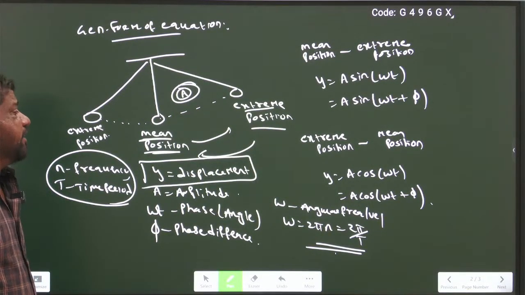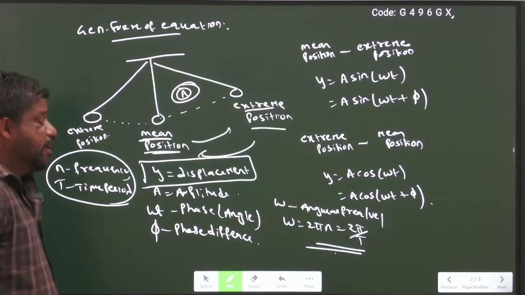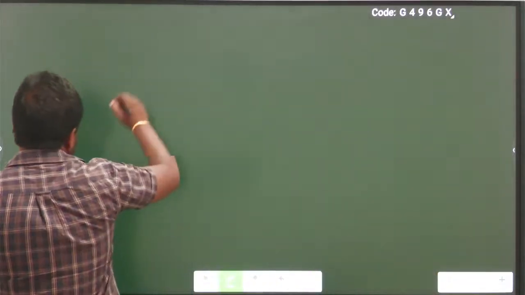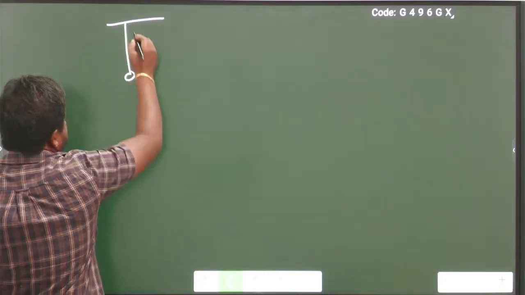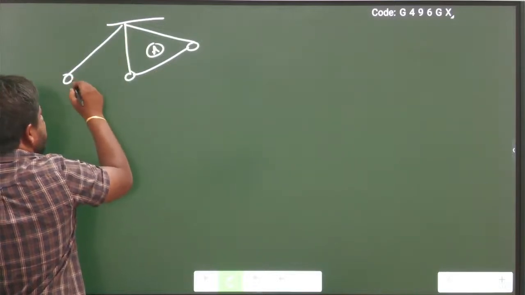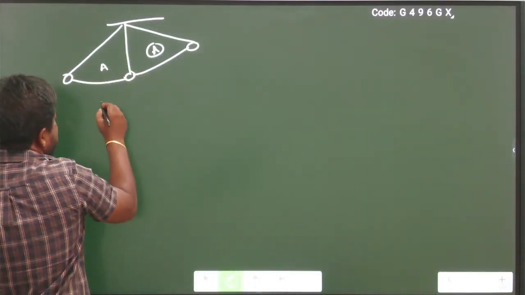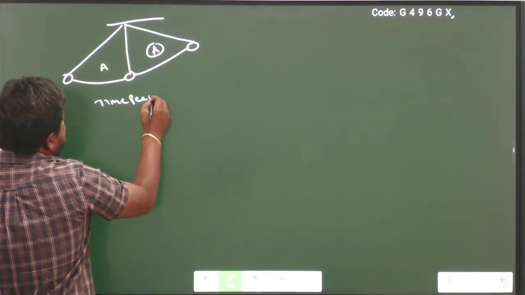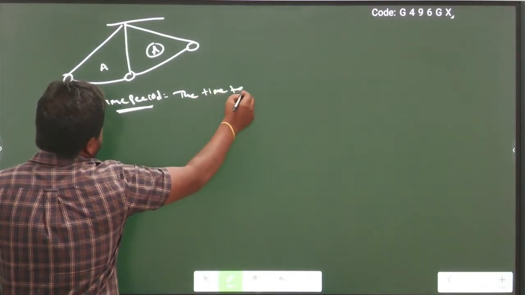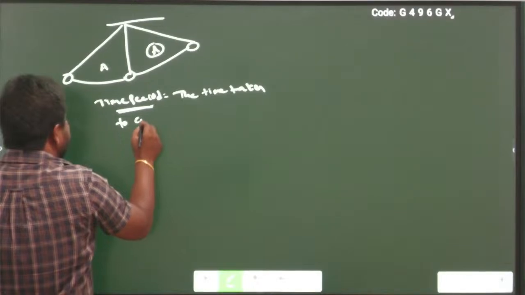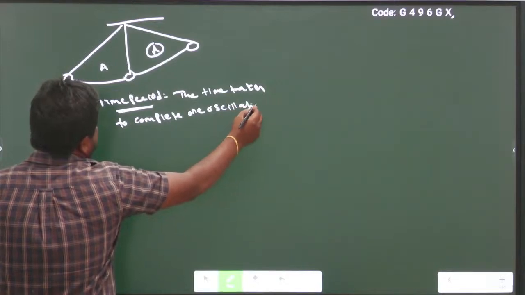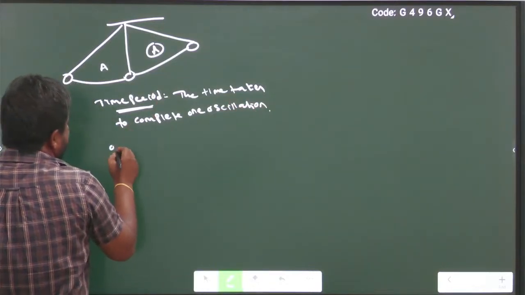So this is the description of the general equation for the simple pendulum. Now let's see what is meant by distance and displacement. Here we'll consider the same example. This is called amplitude again. Mean position, extreme position. Time period. What do you mean by the word time period? The time taken to complete one oscillation is called the time period.